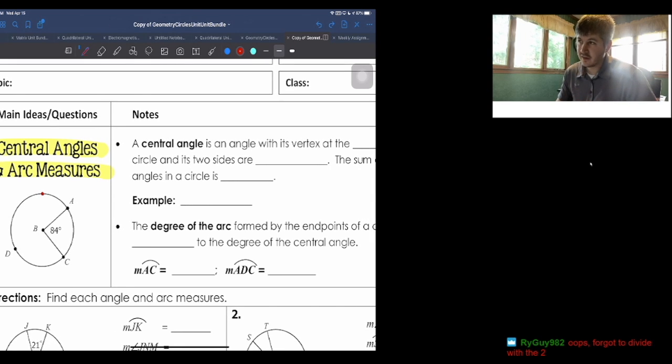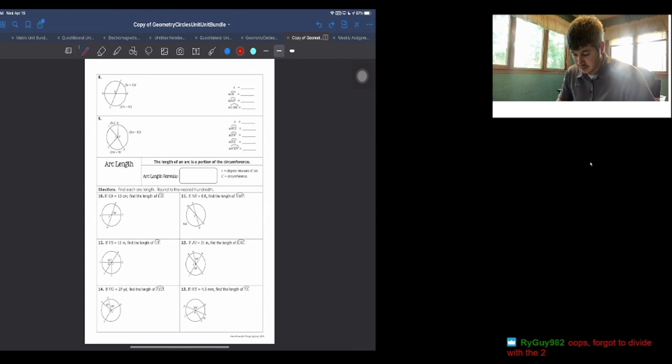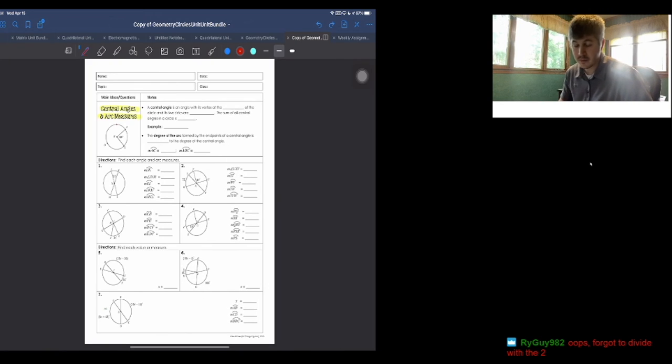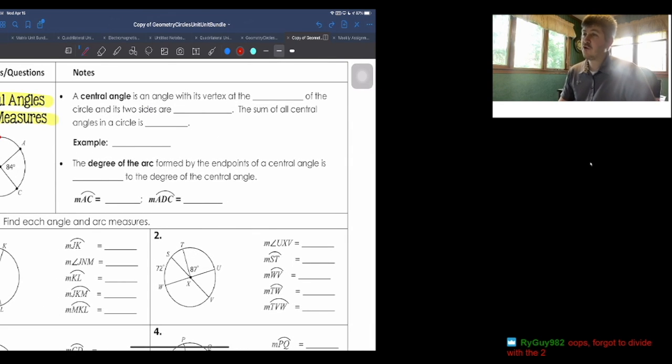We're not measuring the length of them just yet. We will do that later. We probably won't even be doing that today. I'm not even sure if that's in the notes. It is. It's on the next page, but we're not going to get to that until probably tomorrow. So we're just going to be looking at arc measures in degrees.